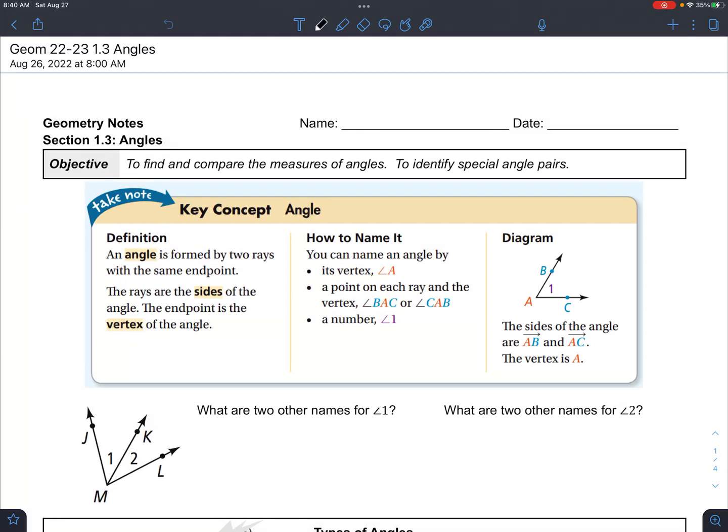All right, welcome to our notes today on angles. Let's take a moment and read through this chart. Go ahead and pause the video, give it a read, and then I'll give you a summary here in a second.